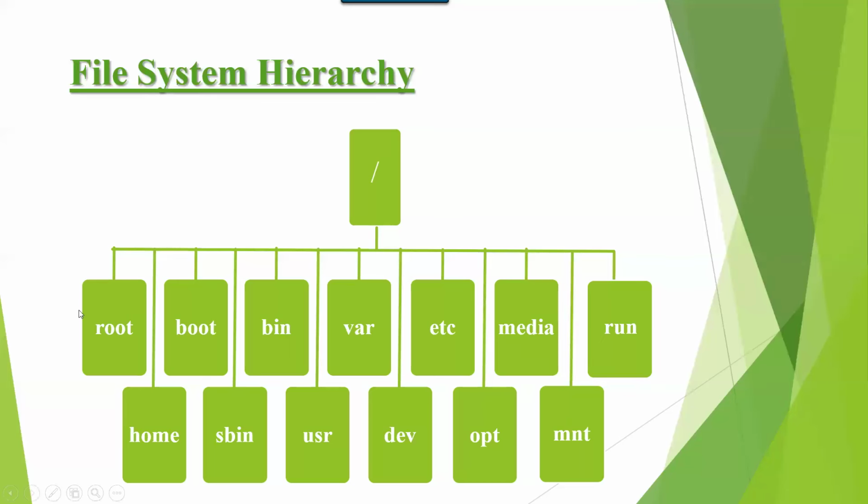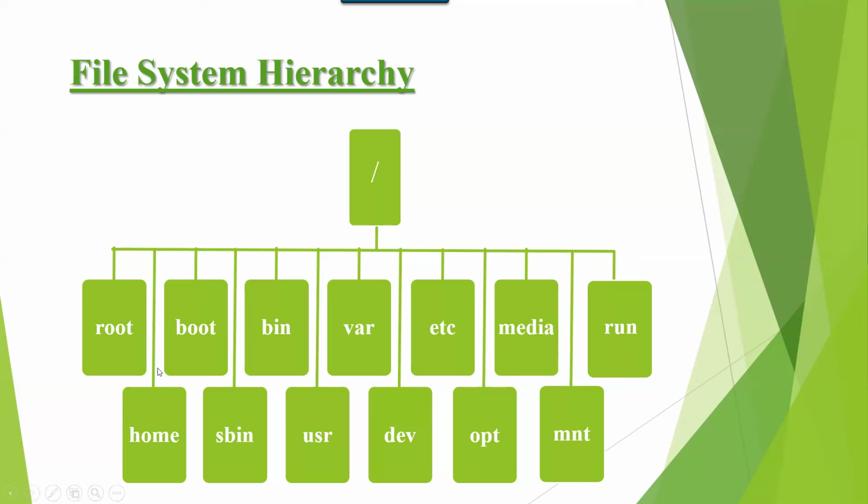So the first subdirectory under forward slash is root. Root is the home directory for the super user. Super user means administrator. In Windows, we call it administrator. So root is the home directory for the super user. As a super user, you log in to the computer and create any files or directories. By default, it stores the data under root. If you want to change the location, we can change. Otherwise, by default, it stores the data under root.